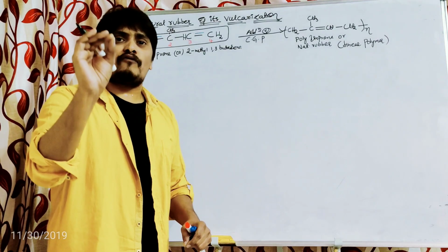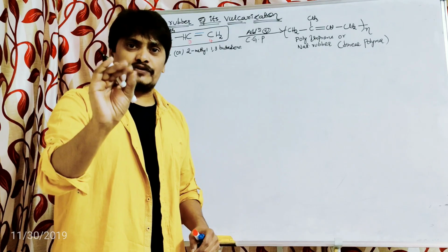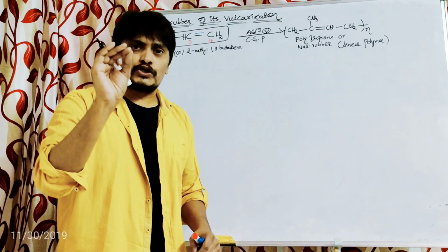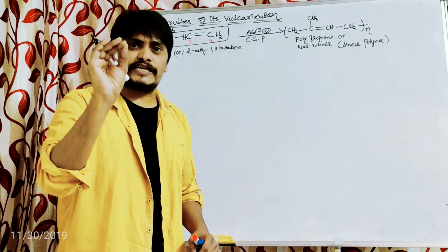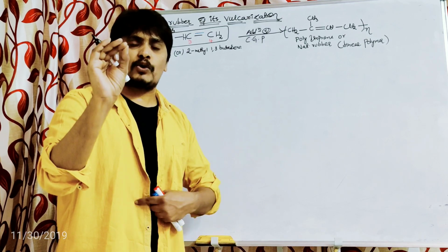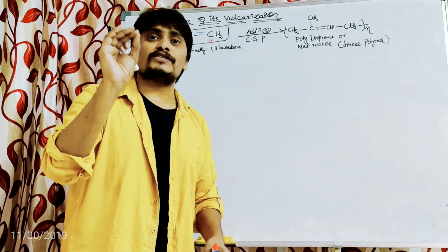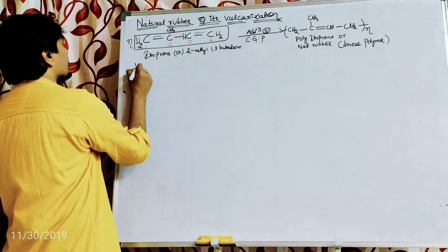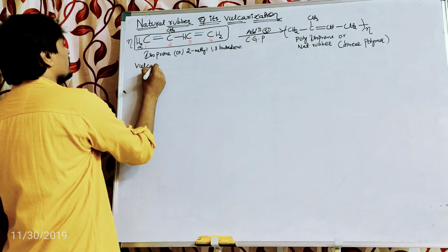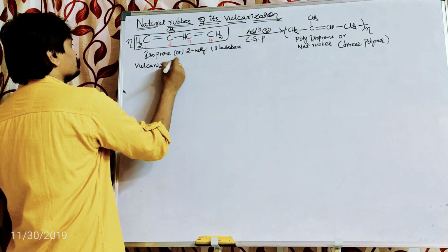This process of addition of the sulfur powder to the natural rubber, in order to improve the poor mechanical properties associated with the natural rubber, is called vulcanization.